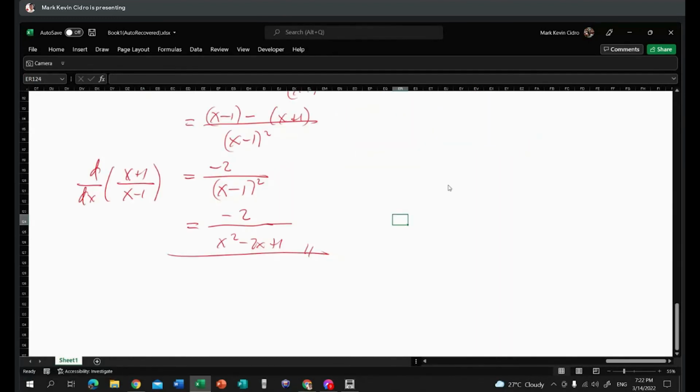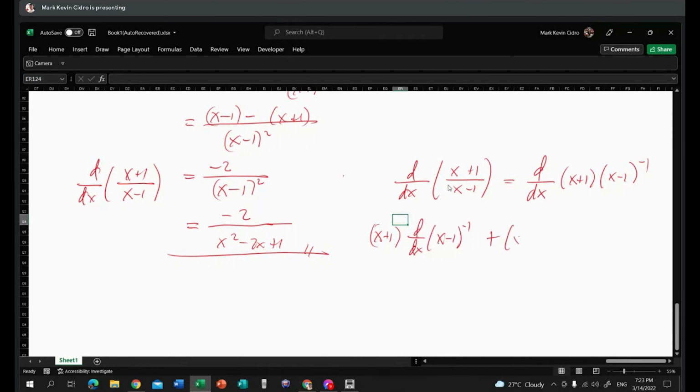Okay. Let us have another approach to this problem. D over dx of x plus 1 over x minus 1. This can be written as the derivative of x plus 1 multiplied by x minus 1 raised to negative 1. So this is now the derivative of a product. First factor times the derivative of the second factor plus the second factor times the derivative of the first factor.